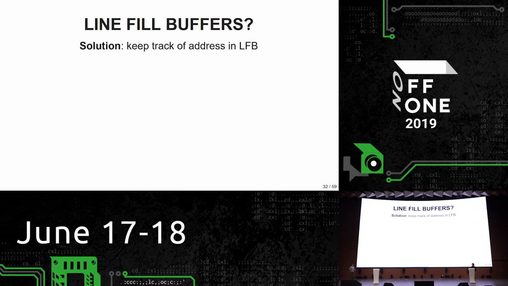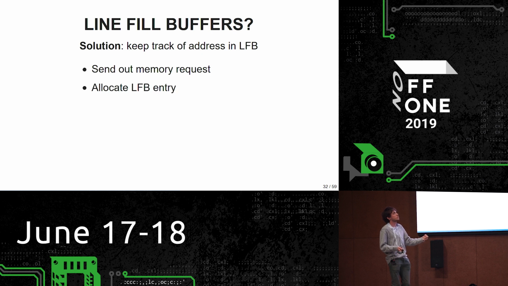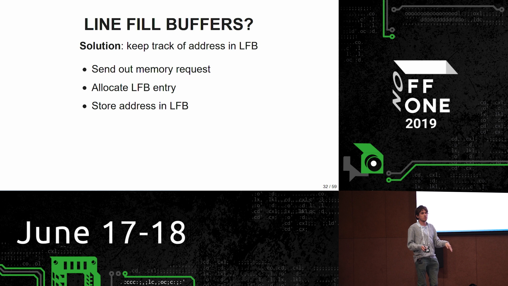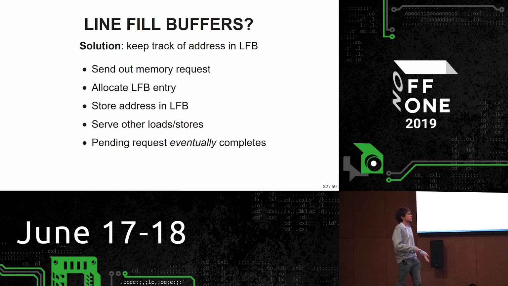So what's the solution? The LFBs actually keep track of the memory address. So you send out the memory request, and if you see that you have a cache miss, you basically allocate an entry in the line-fill buffers. And that's where you then store the address of the memory you're waiting for. And in the meanwhile, you can do other things. So you can serve other loads and stores, and you can execute any other instructions while you're waiting for the memory, for the actual data to come to the CPU. And then at some point, this memory request will eventually complete, and you have the data.